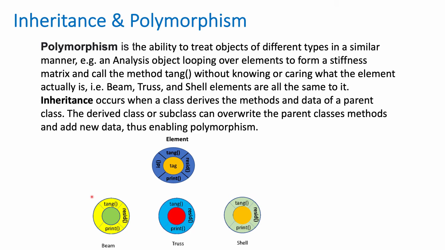Now, inheritance occurs when one class derives the methods and data of a parent class. In this example, beams, trusses, and shells are deriving the methods and data of a parent class. The methods and data they're deriving, for example, are the tag and the ID. Now, the subclass is able to override some of the methods that it inherits. For example, the truss, shell, and beam are all overriding the print, residual, and tangent. And this ability to override the parent class's method is what enables polymorphism.